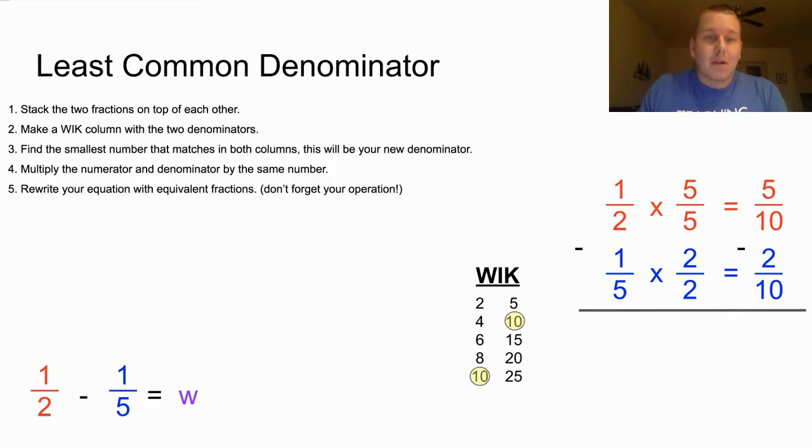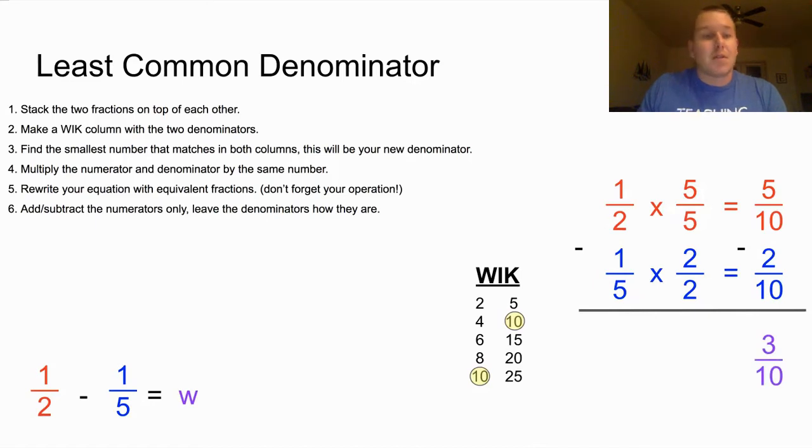Now that we've rewritten our equation, we are going to add and subtract the numerators only. We'll leave the denominators as they are. I think that's something you learned in 4th grade, that you don't want to subtract the denominators. We're just going to leave the denominator as it is and subtract the numerators. So 5 minus 2 would give us 3. We keep the denominator the same. So our answer is 3/10.